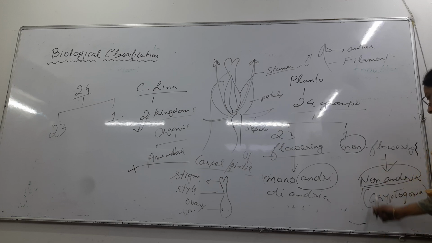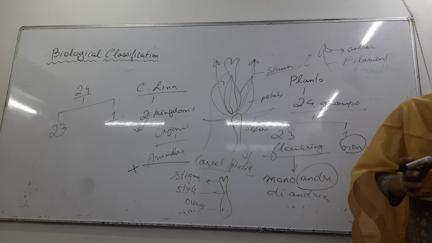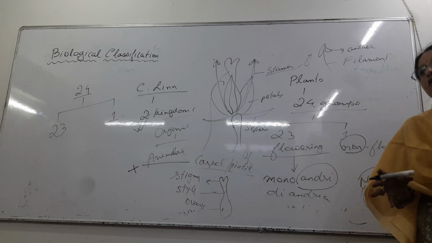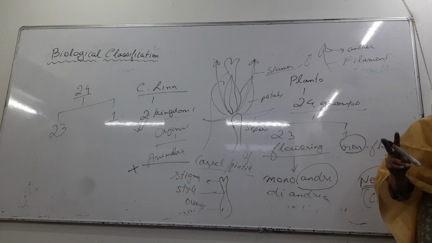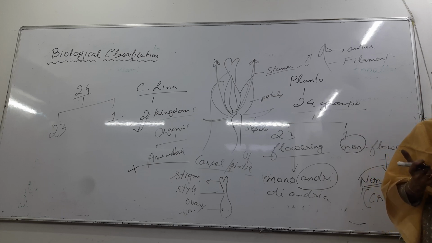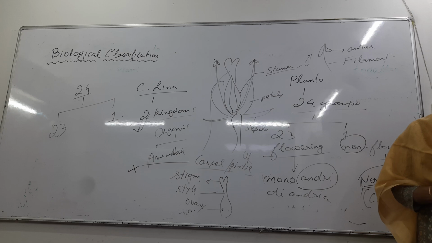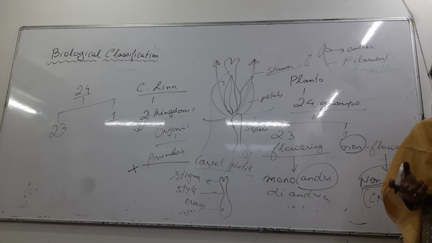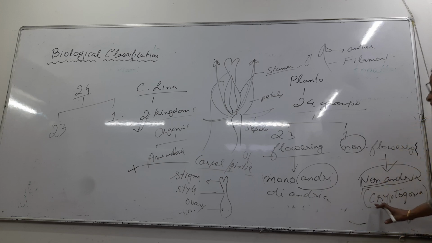Is the point clear? Another word that we come across is cryptogonia. These words we also come across in the plant kingdom. Whenever we talk about plants, there are two words: phanerogams and cryptogams. A flowering plant is called a phanerogam. A non-flowering plant is called a cryptogam. So cryptogonia, we understood, refers to a non-flowering plant.